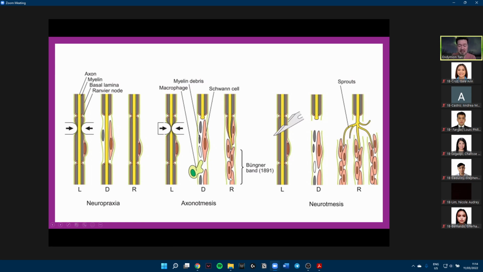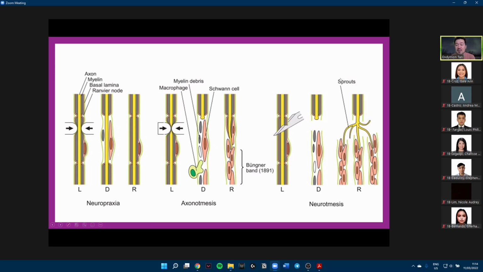So axonotmesis. This one is neurotmesis. Imagine, for example, the radial nerve, pinutol mo. Yung nerve na yan, it contains lots of those bundles of axons inside. So lahat yung pinutol mo. You cut out the nerve, you cut out the axon, you cut out the myelin sheath. So this is neurotmesis. Of course, this is the best prognosis.